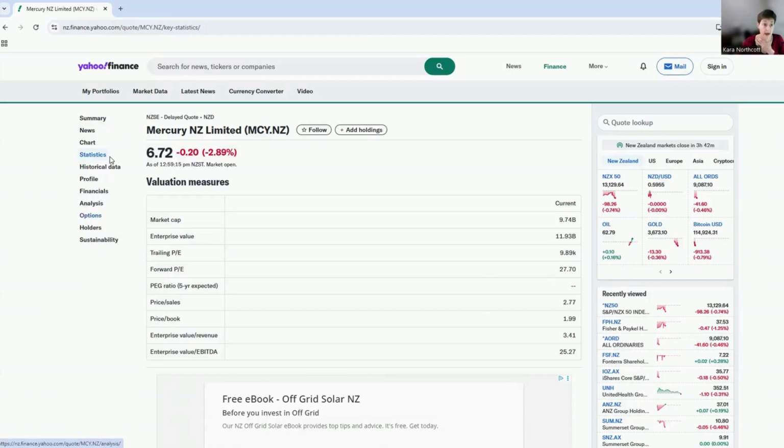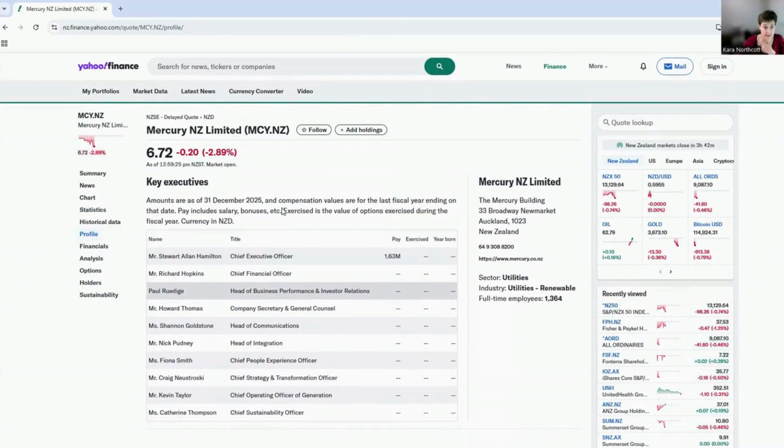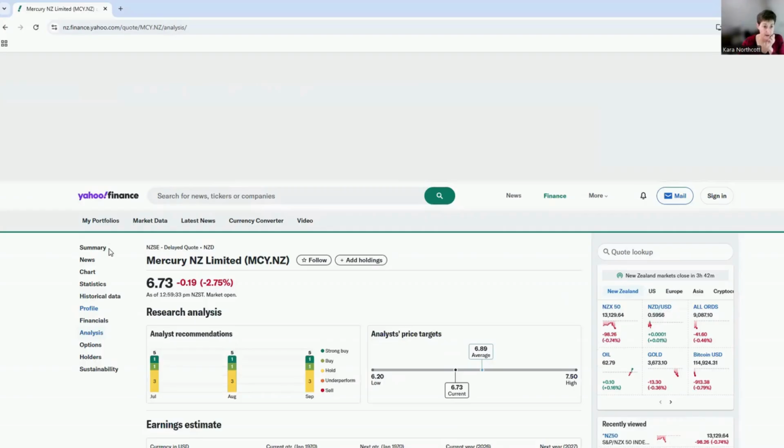If I just go back onto the left-hand side, if I keep scrolling down, so we've looked at historical data. If I click on profile, it brings up things like the executives, and it's obviously got their pay and things as well, not all of them. We've looked at financials. If I go down another one, we can click on analysis.